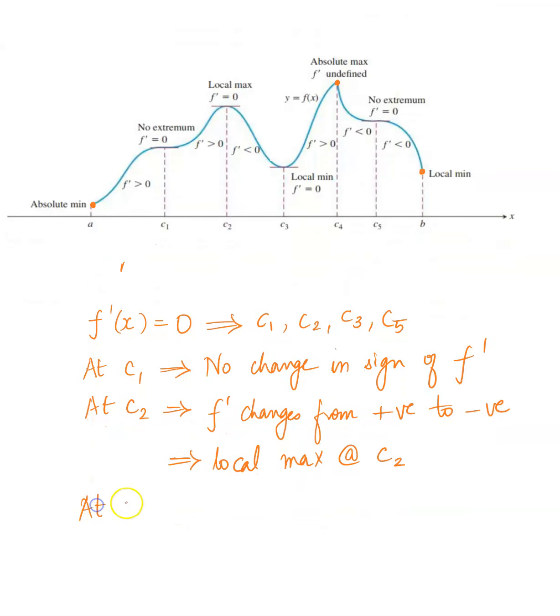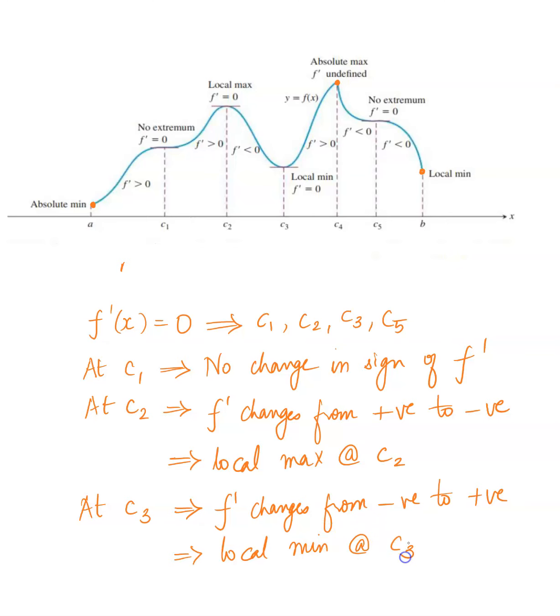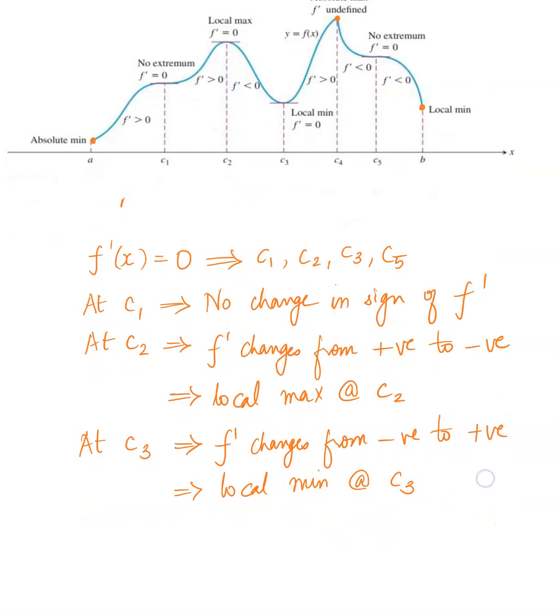Then at C3, that was the next critical point. At C3, f prime changes from negative to positive, right? Negative here and then positive here. So it's making a U-turn. So you do have a local min at C3. Then we move to the last one, C5.